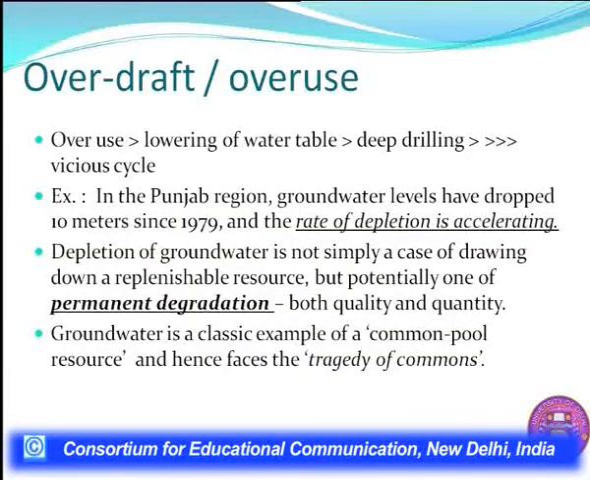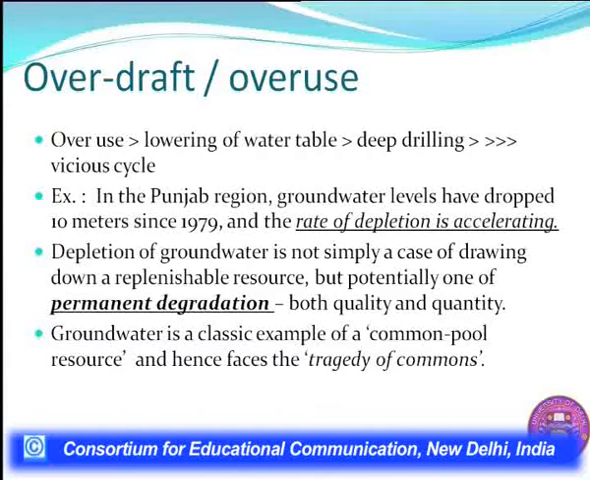If we try to find out why it is so, then definitely it comes to overdraft or overuse. If we are lowering our water table, it depends upon deep drilling and the rate at which we are drilling or excavating the water from beneath the ground. If we think of Punjab as a role model or case, then we can study it.